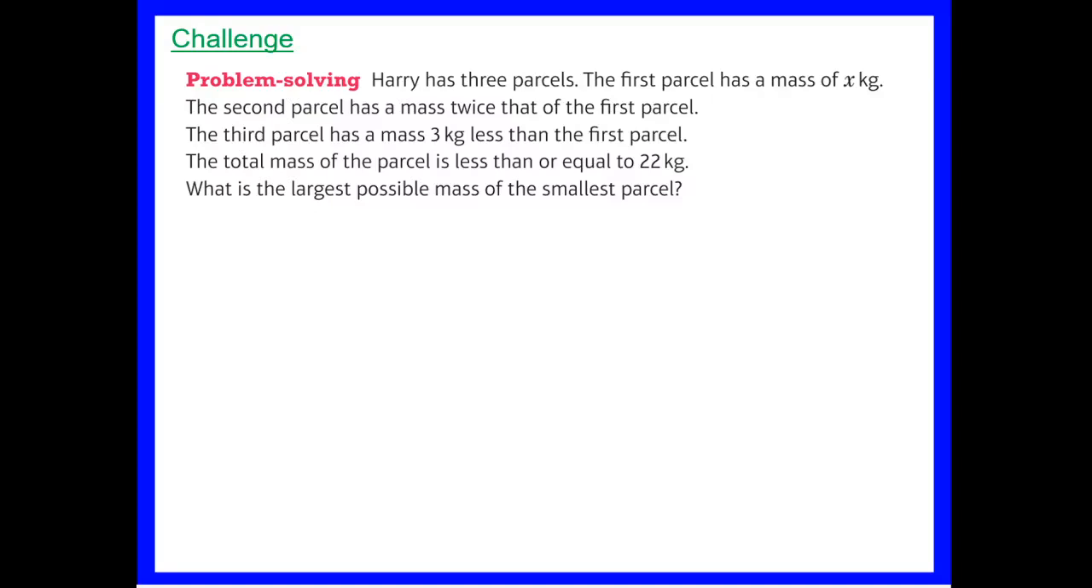So starting off then, we need to work out the different sizes of each parcel based on that first parcel, which was x. So our first parcel was x kilograms. The second one is twice that of the first, so 2 times the first one, so 2x. And the third one is 3 kilograms less than the first. So if our first parcel is x, then our third one is x minus 3. All right, so you get a mark with these for writing down, using the first one, the values of the second and the third. Now we know the total mass, so all of those added together is got to be less than or equal to 22.